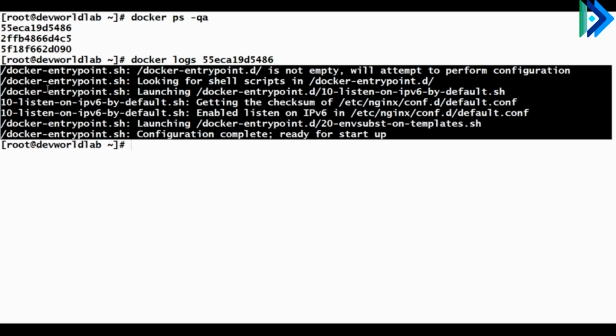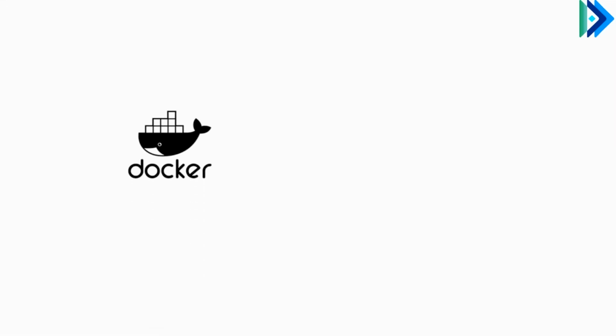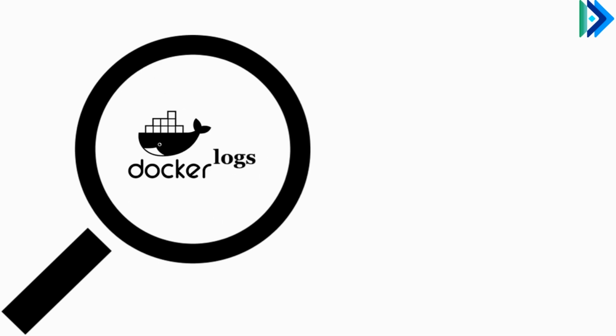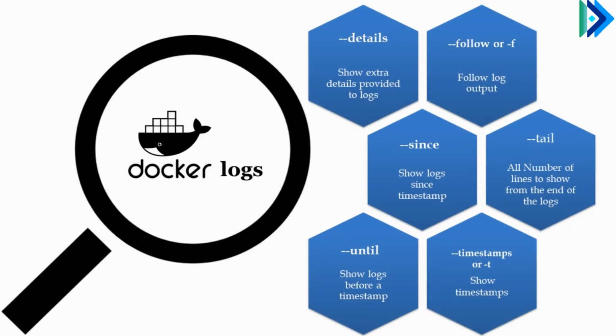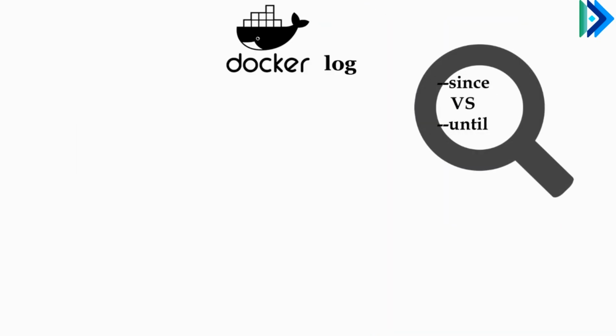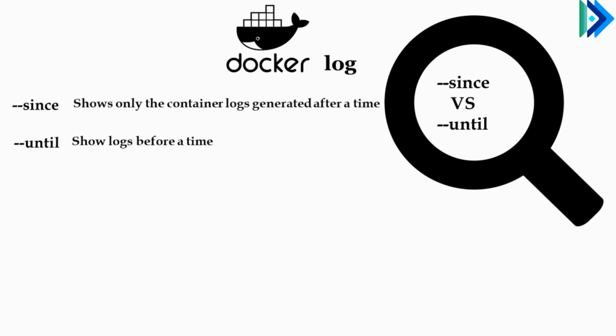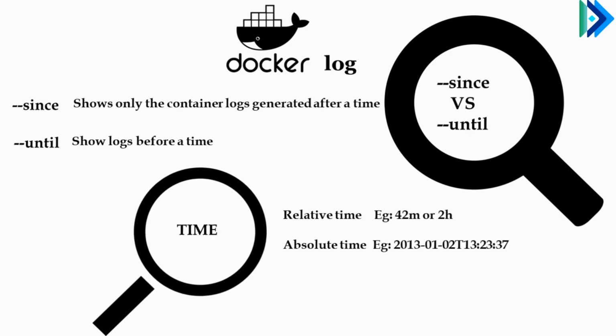Some options are available in the docker logs command. You can modify this output a bit more using those options. Details shows extra details provided to logs. Follow follows log output. Since shows logs since a timestamp. Tail shows the number of lines to show from the end of the logs. Timestamps shows timestamps. Until shows logs before a timestamp. Since option shows only the container logs generated after a given time. Until option shows only the container logs generated before a given time.